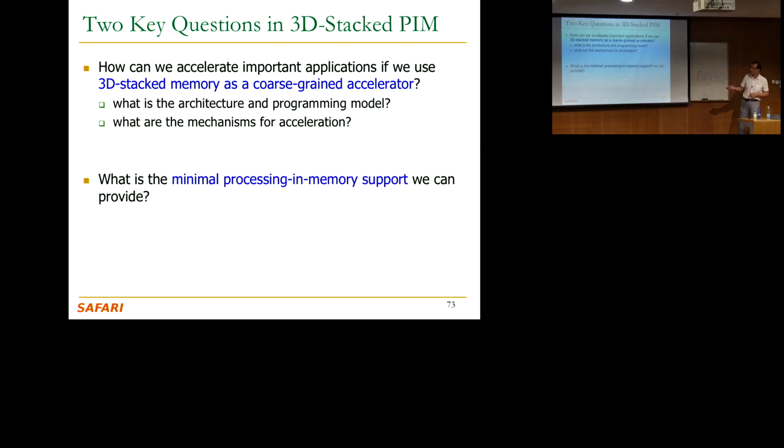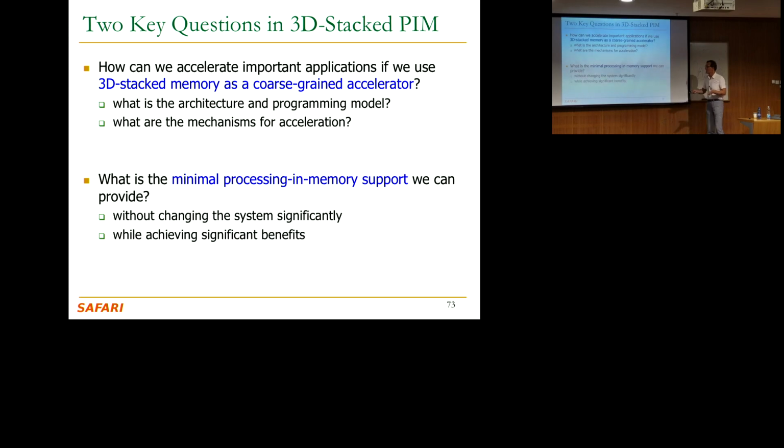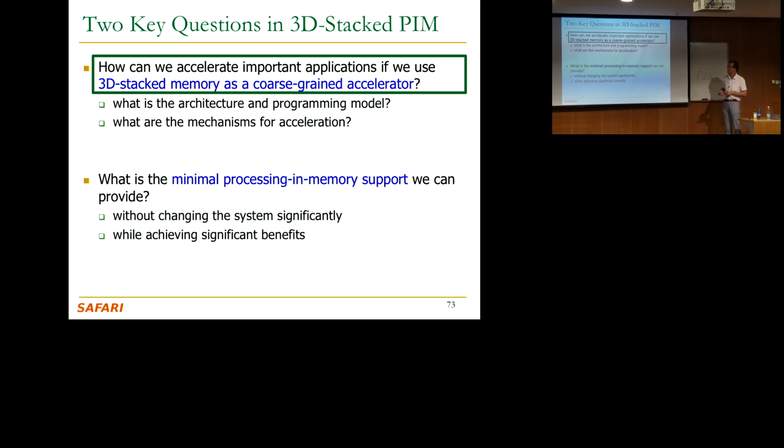We're going to also go back to the minimal approach. It's good to examine maximal and minimal whenever there's a new technology. What is the minimal processing and memory support we can provide without changing pretty much anything in the system, as much as possible? No changes to the coherence, no changes to the virtual memory, no changes to the sequential programming model, while hopefully achieving significant benefits. So we're going to talk about both. But the first one is going to be a lot more disruptive to the system. We're going to do away with coherence, for example, in this one. So let's start with that.